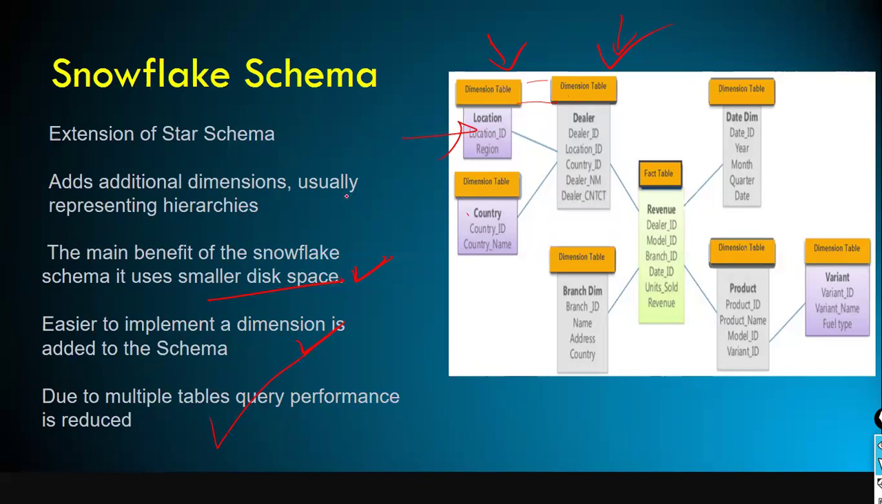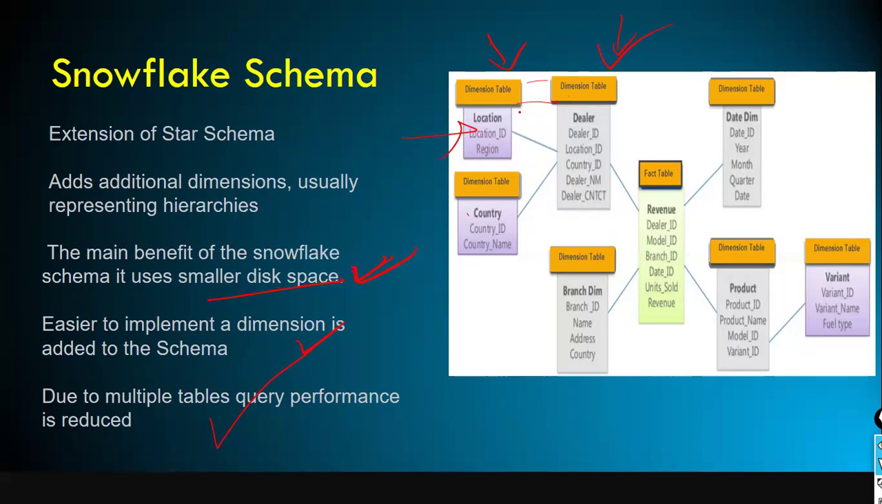Okay, but the advantage here is that it will require less storage space compared to your star schema. Because in the star schema, you combine all the three tables. You denormalize these three tables and put them in a single table. The opposite is your Snowflake schema, right? But not all the dimension tables will be normalized.